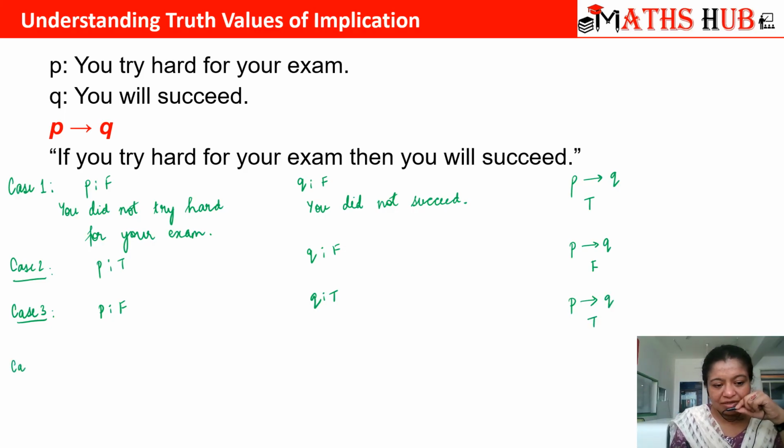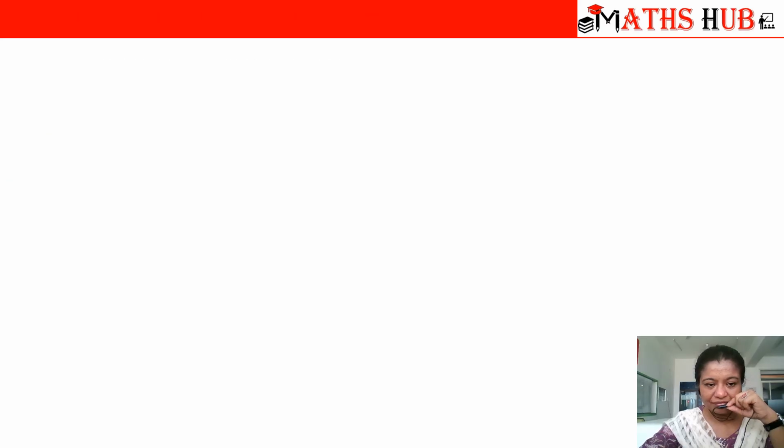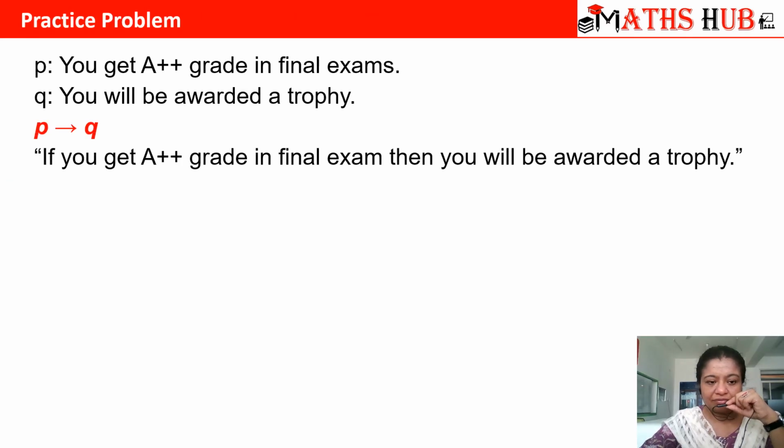And the fourth case, when both the statements are true. So P is a true statement and Q is also a true statement. So you tried hard, you succeeded. So P implies Q is again a true statement, right? So again, in this case, you are getting a false implication only when P is true and Q is false, right? Okay. So now you can try this practice problem with the help of these statements and you can see that the truth table is implying the same.